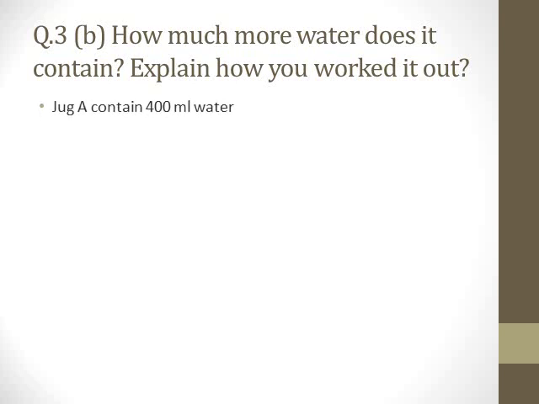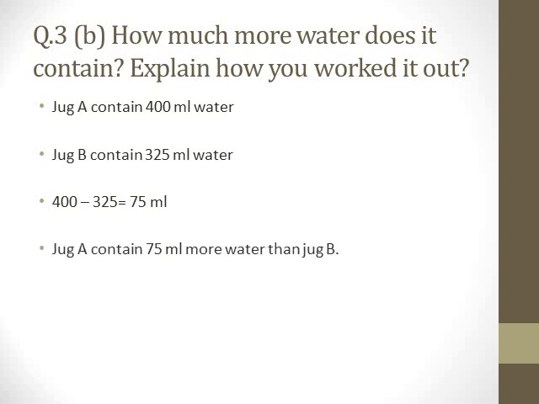We know that jug A contains 400 milliliters of water and jug B contains 325 milliliters of water. What is their difference? When I subtract 325 from 400, I get 75 milliliters. That means 75 milliliters is the difference between jug A and jug B. So I will say jug A contains 75 milliliters more water than jug B, right? Because jug A has 400 and B has 325, that's why I'm subtracting 325 from 400. When I subtract, I get the answer 75 milliliters. So here we have the answer that jug A has 75 milliliters more water than jug B.